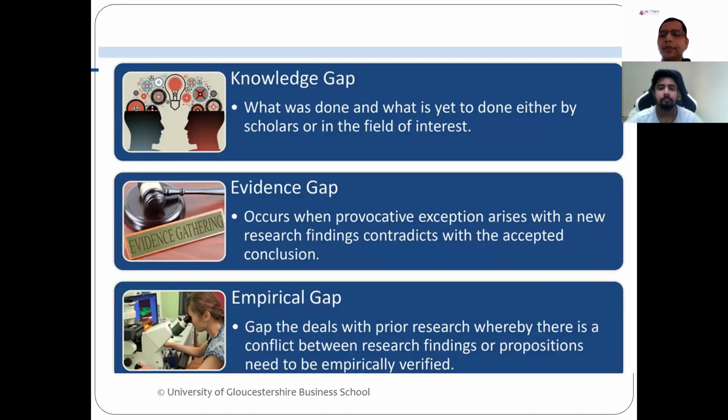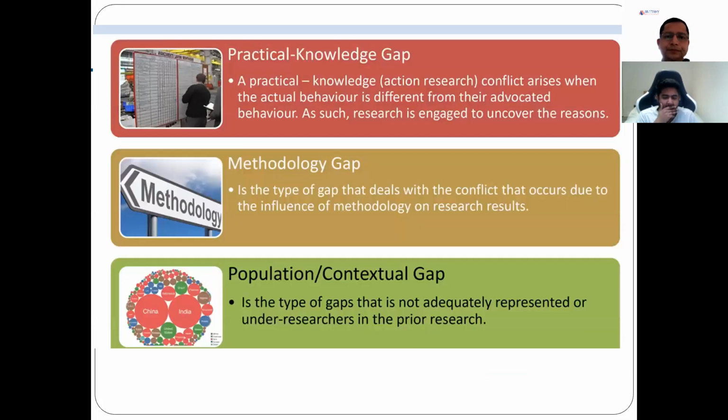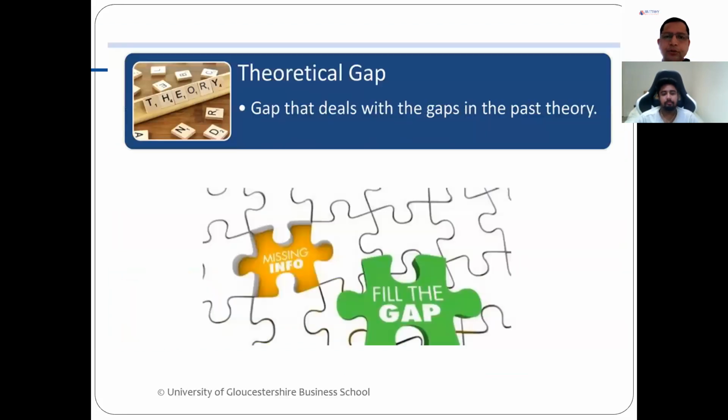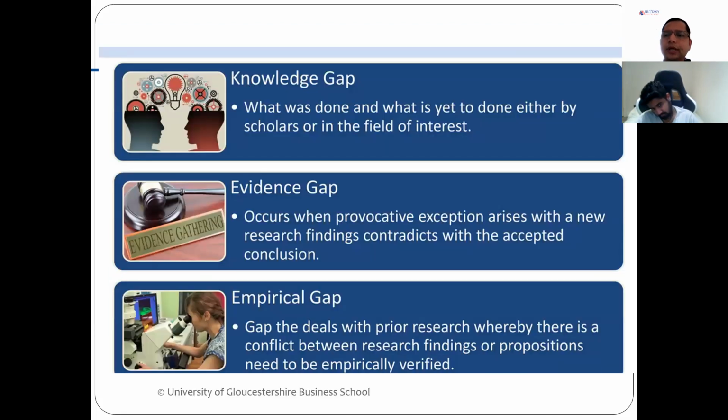Now, for research gaps, you have a few types: knowledge gap, evidence gap, empirical gap, practical knowledge gap, methodological gap, population gap or contextual gap, and theoretical gap. Now, what is a knowledge gap?